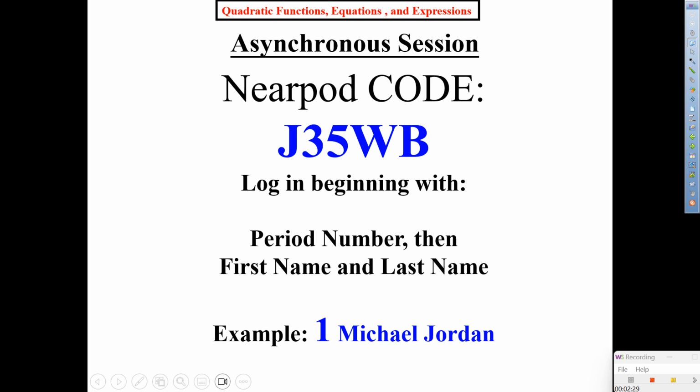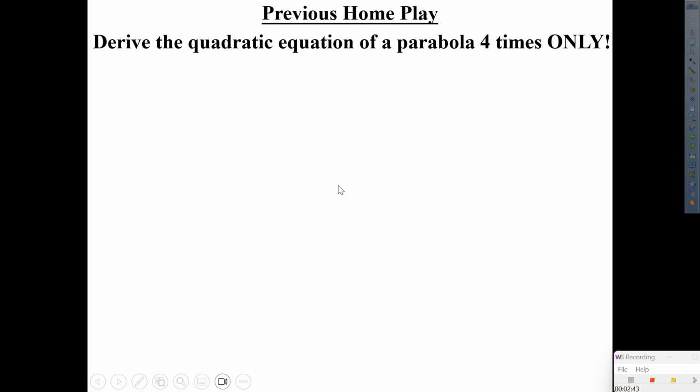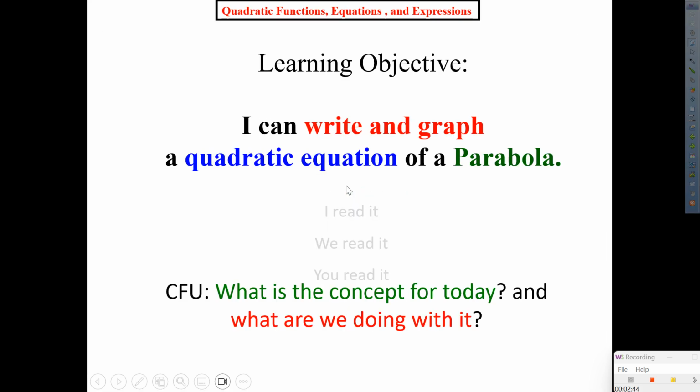Get the first paper with the 2 coordinate planes in front of you, and at the bottom left, write the objective for today. Objective for today: I can write and graph a quadratic equation of a parabola. At the top of the paper, for the title, just write parabola. So you know that this is where we're starting.